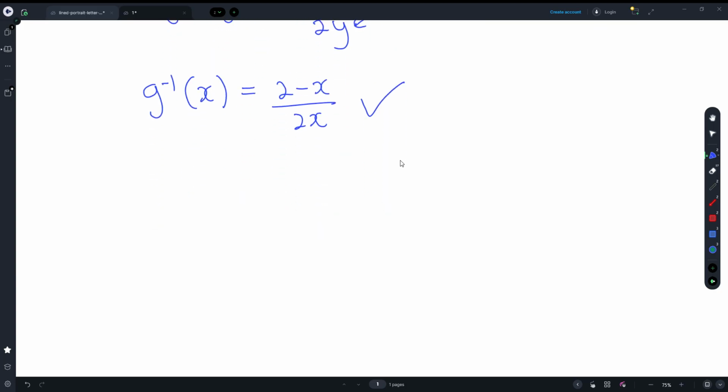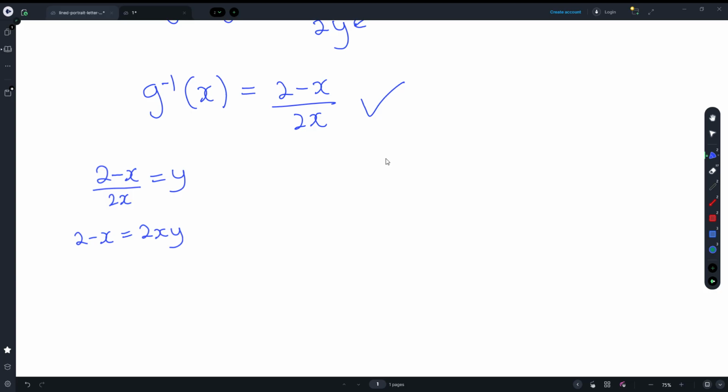In order to inverse a function, what we need to do is very simple. We have to make that function equivalent to y, then we have to make x the subject. So what happened? 2 minus x will be equivalent to 2xy because the 2x goes up here.